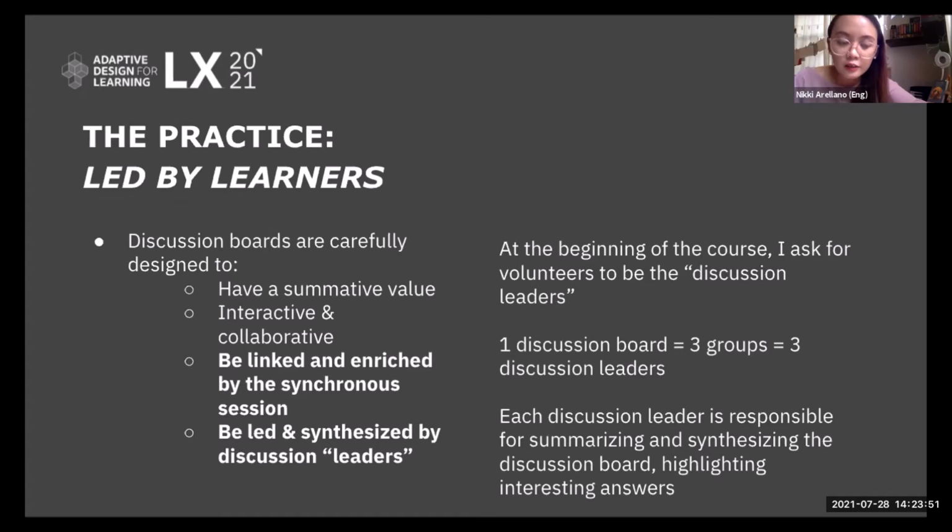But the idea is that for every discussion board, there are usually 3 groups. In each group, there is one discussion leader who is not required to answer any questions in the discussion board. Their only responsibility is to look at the discussion board and summarize and synthesize it, highlighting the interesting answers that they see, and maybe getting 2 or 3 key ideas from the discussion board.